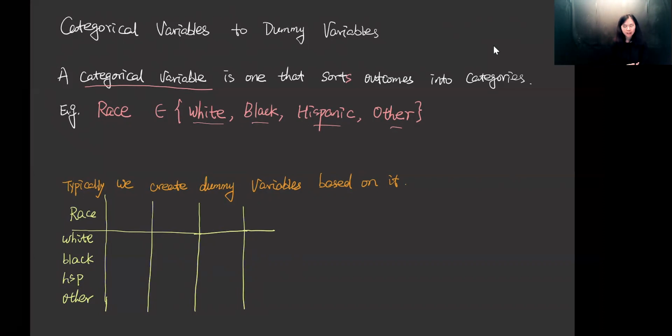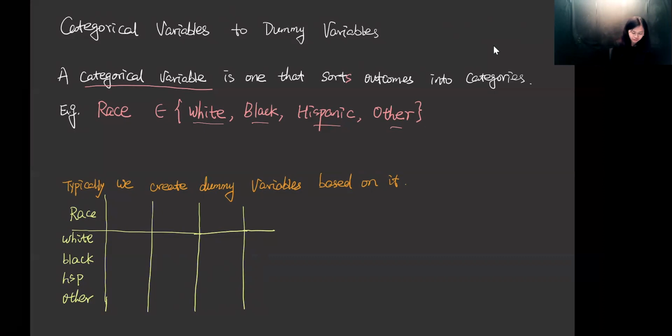So technically, race is not a random variable. It's a categorical variable. It's a variable because its value varies. But it's not in the mathematical sense a random variable because the values are not numerical, not real values. Typically, when we use such a variable in our data analysis, we create dummy random variables based on the categorical variable. So how do we do this?